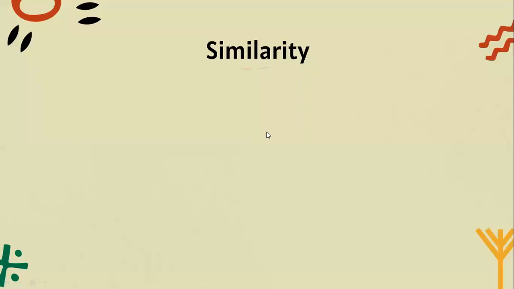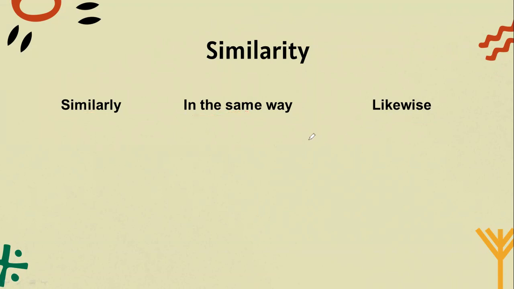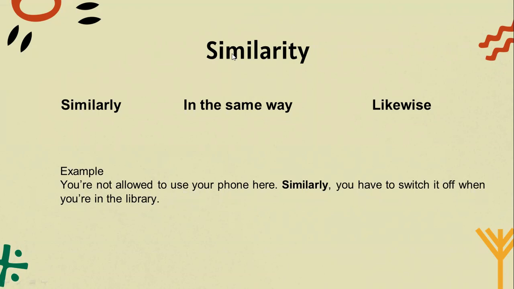The next group here is similarity. What is similarity? I discover that the second sentence is stating something similar to the first sentence. I can use similarly, or in the same way, or likewise. So when I can use the similarity words, I discover the second sentence is similar to the first sentence. Let us see an example here. It says you are not allowed to use your phone here. This is the first sentence, stating that using the phone is forbidden here. You have to switch it off when you're in the library. So the second sentence is similar to the first sentence. That's why we're going to think about similarity here, because the two sentences are similar. So since they are similar, I'm going to think about the similarity words, which are similarly, in the same way, or likewise.